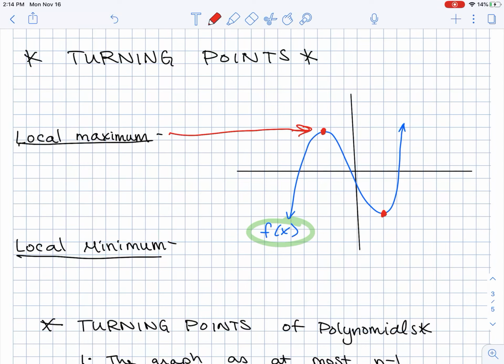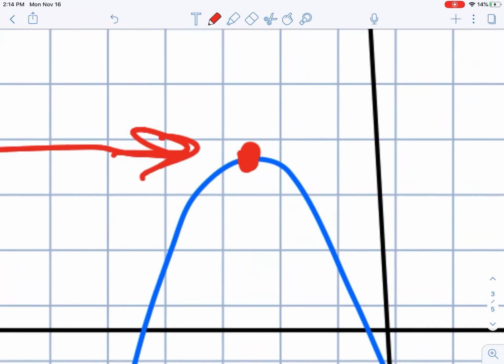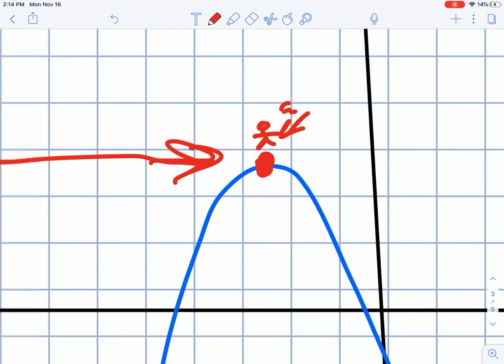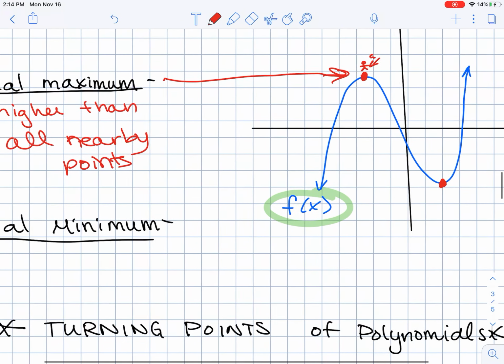It's higher than all of its nearby points. So like if I were just to zoom in on that region and not see what else is going on, I can see this is the highest point. So if I was standing there, I'd say, oh, hi, I can see the view. It's because it's the highest point, so we know that's a local maximum, okay?